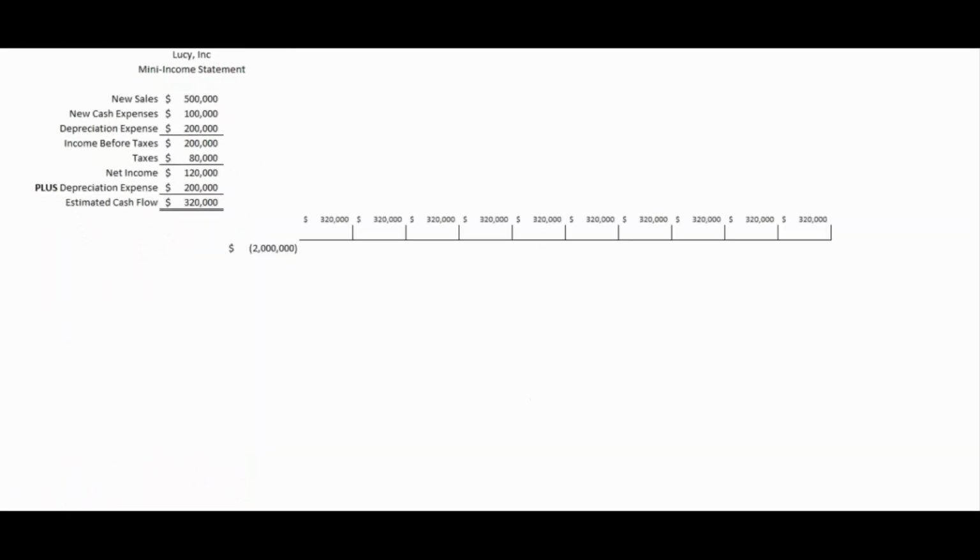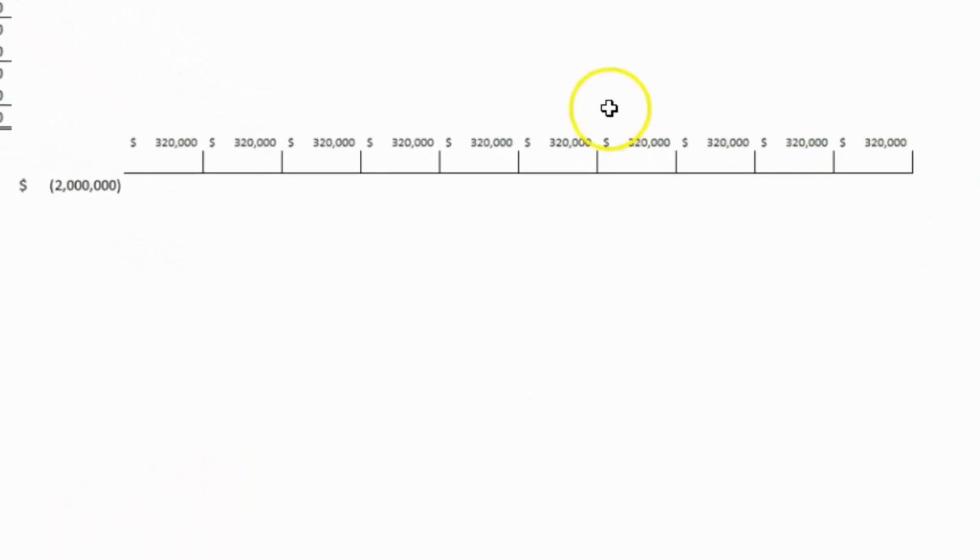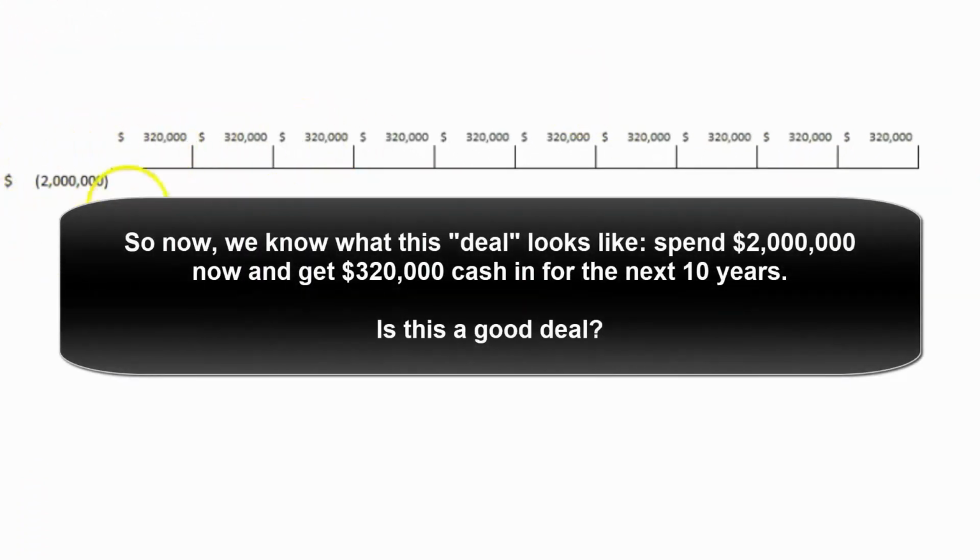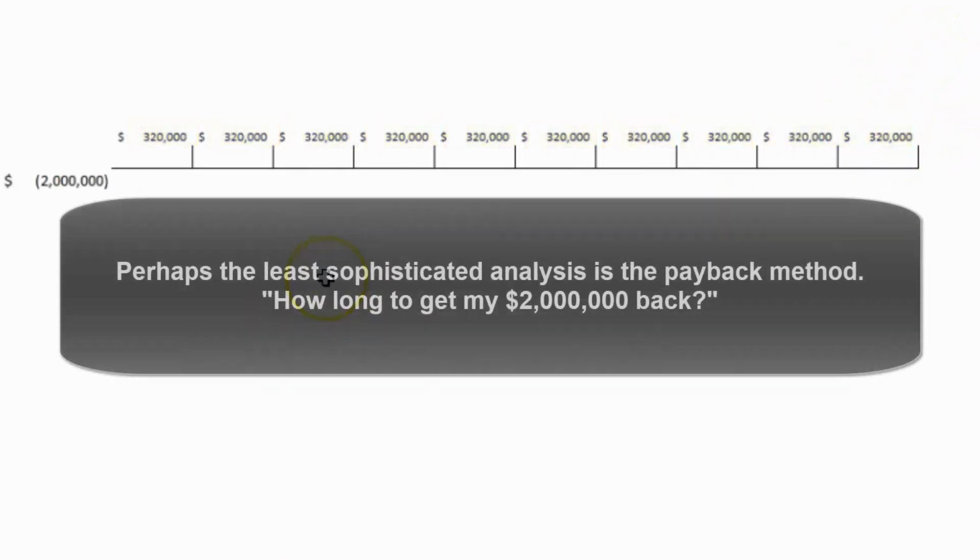So now we know what this deal looks like. Spend $2 million at time zero, get $320,000 a year for each of the next 10 years. There's no salvage value, no residual value, so there's no great big number out here when we sell it. So what do we do with this information?